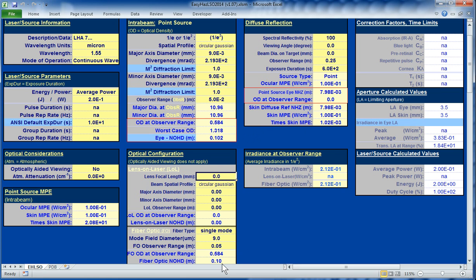And sure enough, the NOHD and the OD at observer range match, so you can really model fiber outputs using the intrabeam. And again, page 118, the last symbol in the list will verify the information about the mode field diameter being comparable to the beam waist at the 1 over E squared points. Okay? All right, so that's how you input a single mode fiber.